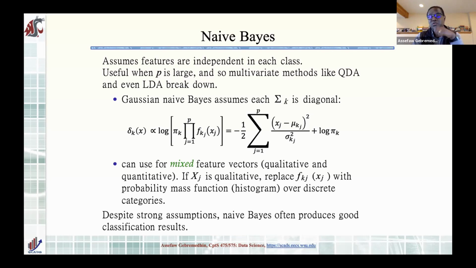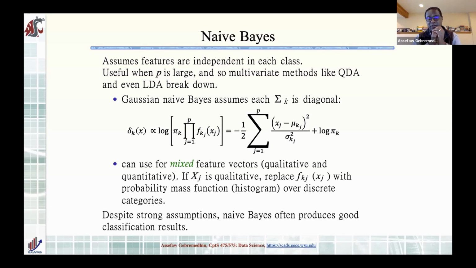But what it would do compared to linear discriminant analysis, it differs in that it assumes features are independent in each class. This is an important assumption. So in each class, the features are independent. When that is true, and when P is large, and there will be a slide at the very end where I'll contrast all the methods we have talked about so far, when one is good and when something is advantageous. Naive Bayes is useful when P is large.